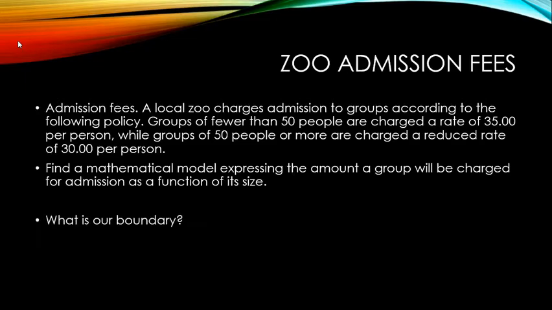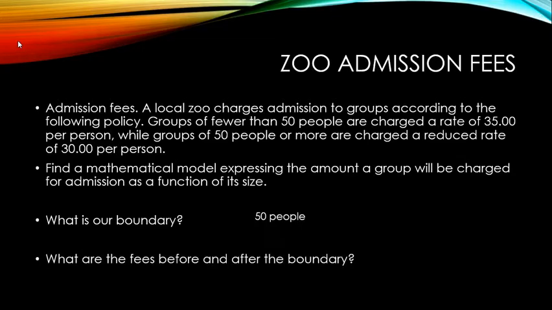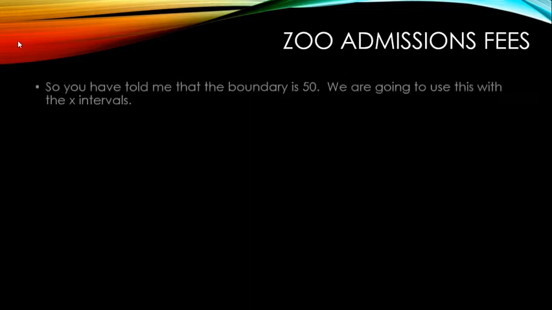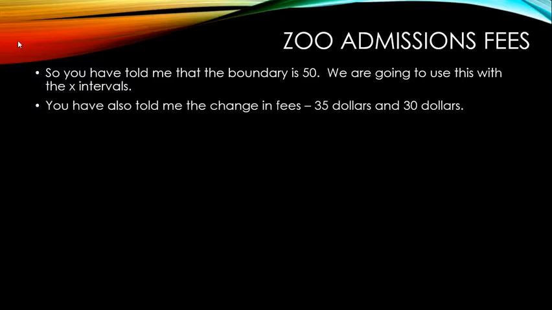So what is our boundary? It's 50 people. That's correct. What are the fees before and after the boundary? They are $35 before 50 people and $30 after 50 people. So you have told me that the boundary is 50. We're going to use this with the x intervals. You have also told me that the change in fees goes from $35 to $30.